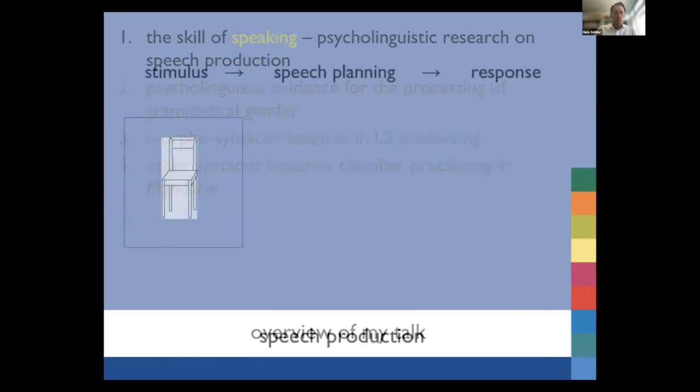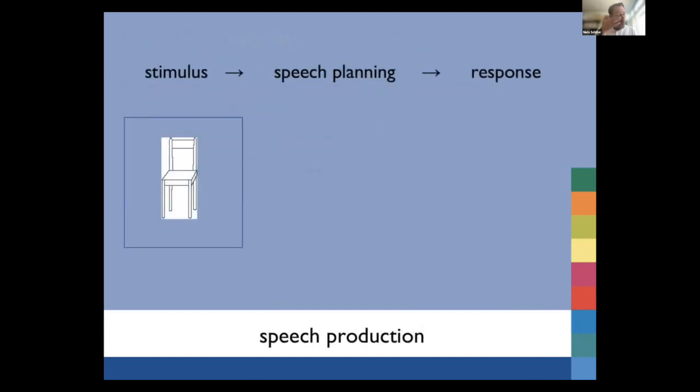So what is speaking all about? Well, when we investigate speaking in the lab, and I just came from a lecture. I lectured until half an hour ago, talking more or less about the same thing, namely about speech production to my students. So when we investigate speech production in the lab, we usually show or present a stimulus to participants, like, for example, this chair, and then we ask them to name this picture.